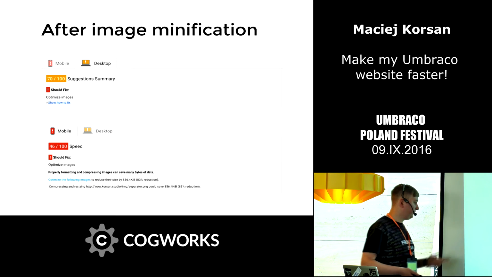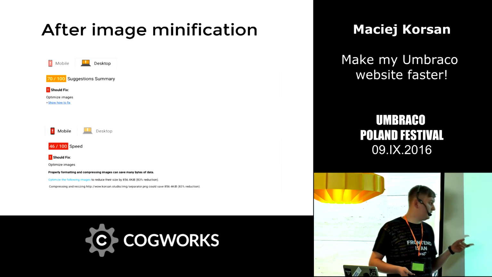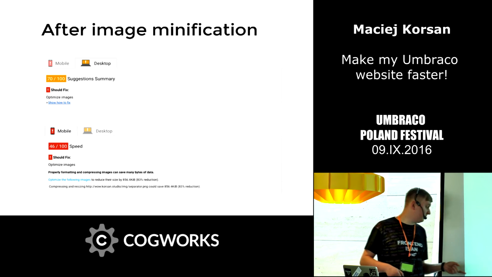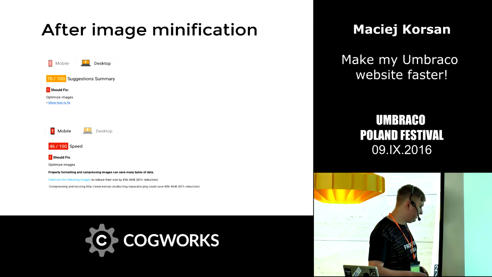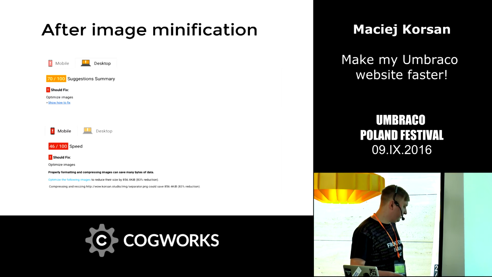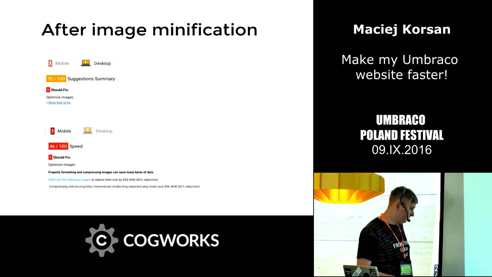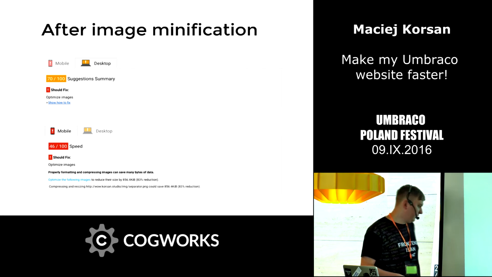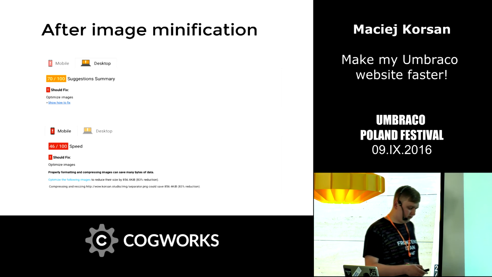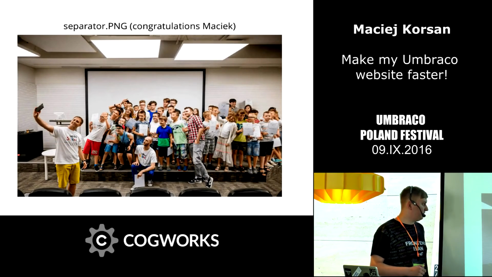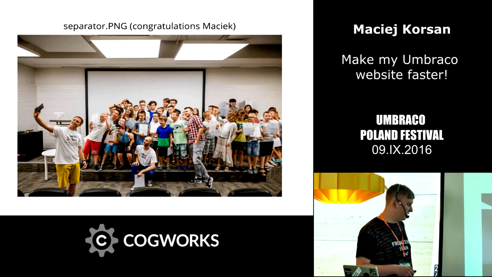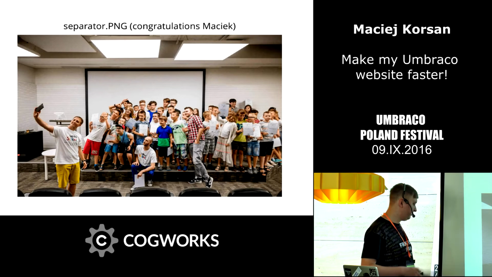So after this minification, we've got 70 on desktop. That's pretty nice, and we've raised our score on mobile to 46. But it says that it still has some issues with images, and we've got a URL to a specific image that could be reduced. And I looked at the URL and thought, okay, separator PNG. Congratulations, Maciek. You've saved your original photo from your DSLR to PNG and put it on your website. It weighs about 2 or 3 megabytes, so it's great work, Maciek.